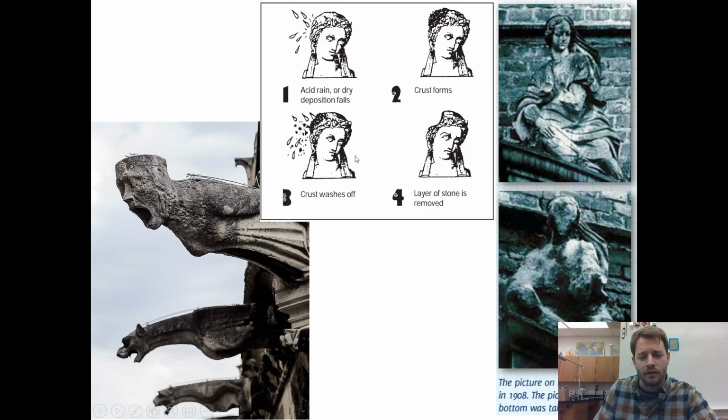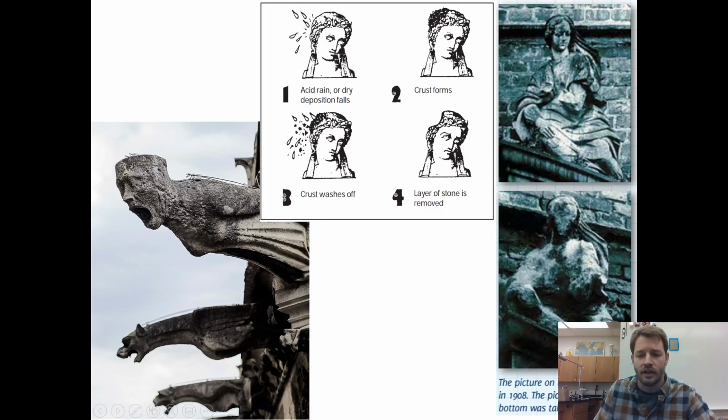You could see the different steps for how the acid precipitation is going to break down the calcium carbonate in these statues. Step 1, the acid rain or the dry deposition falls. A crust forms, so we have a chemical reaction of the acid with the calcium carbonate. The crust eventually washes off, it erodes off from action of water and wind, and then the layer of stone is removed.